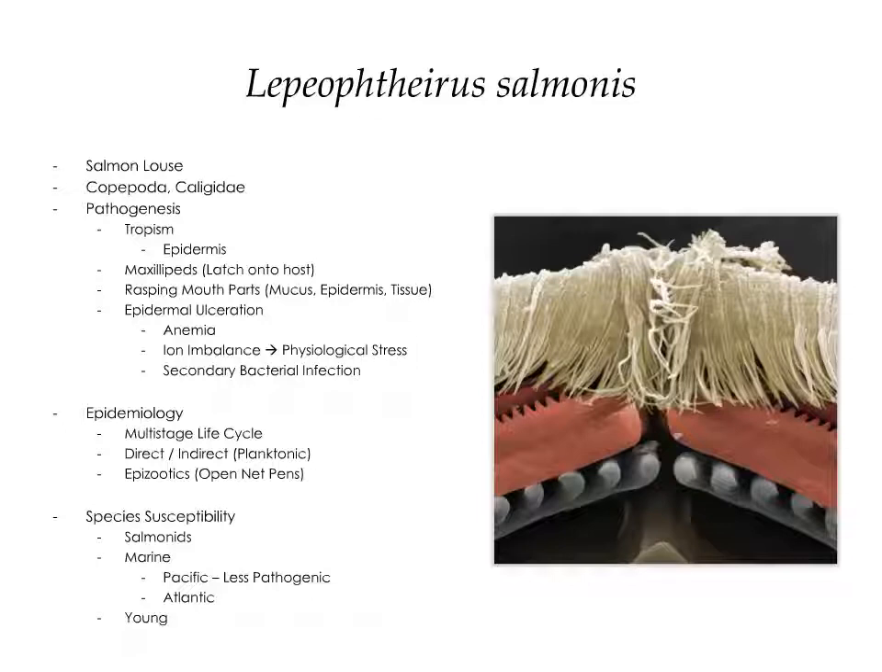In regards to its epidemiology, it has a multi-stage life cycle. Transmission is both direct and indirect via planktonic larvae. Epizootics occur in open net pens. All salmonids within the marine environment are susceptible to infection. However, young fish are especially predisposed. The image to the right is a scanning electron micrograph of the mouthparts of the salmon louse.